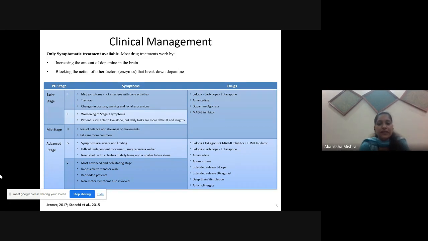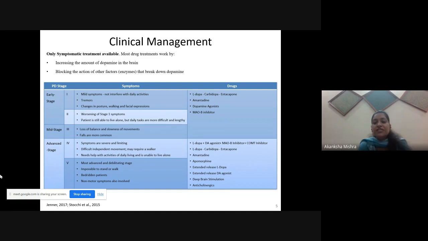Here in the table we can see that Parkinson's disease has been classified into three different stages. First is the early stage, second is the mid stage, and last is the advanced stage. The early stage has been further divided into first and second. The treatment is available as per the severity of the symptoms. In the early stage, there are mild symptoms, light tremors, and then walking patterns and facial expressions change.